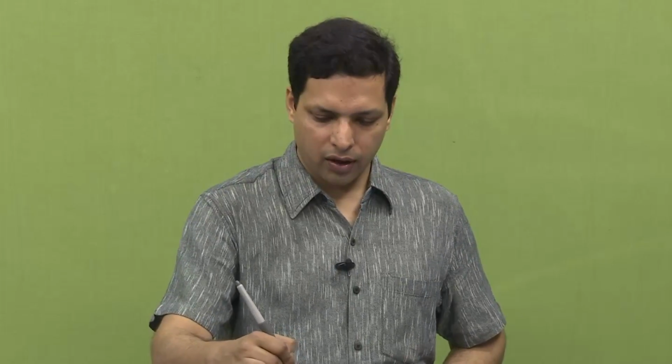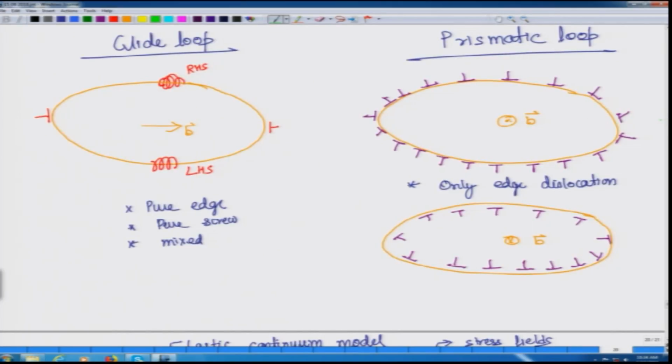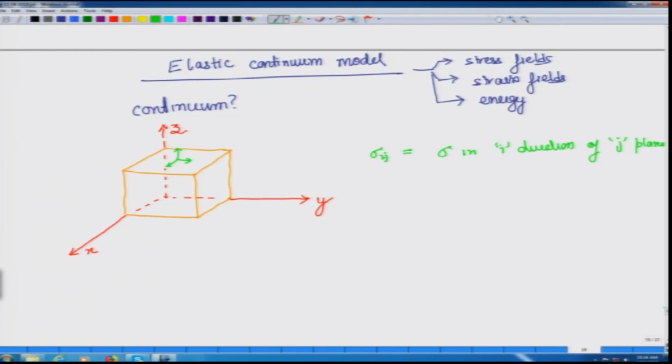We can define stresses along different directions. The usual way is when we say sigma ij, it means sigma in the i direction on the j plane. So, you will have stresses along all the 3 different directions.